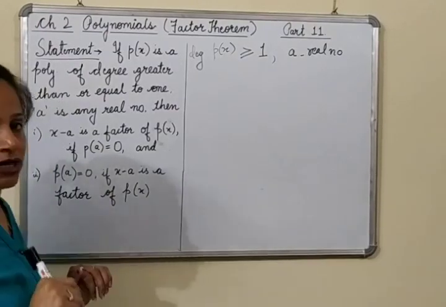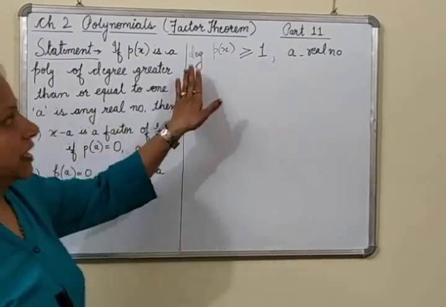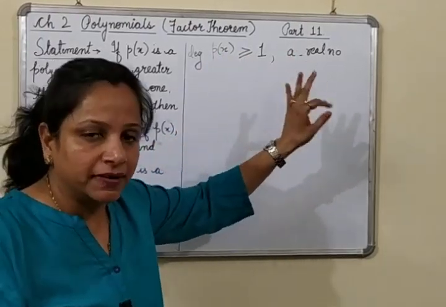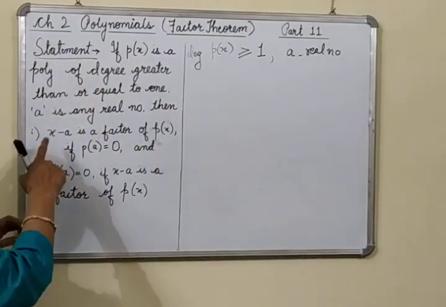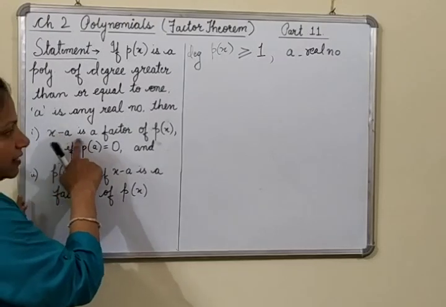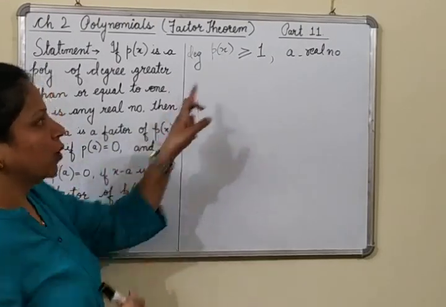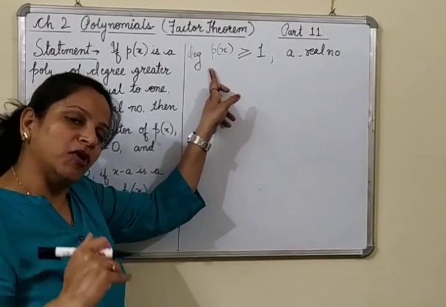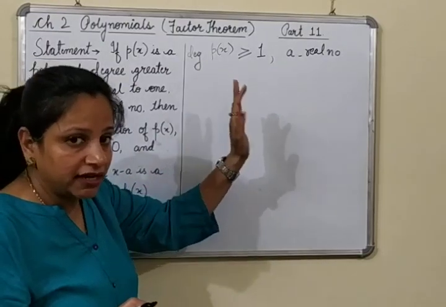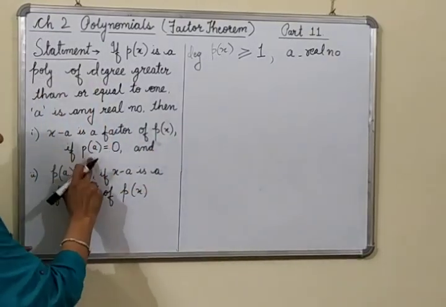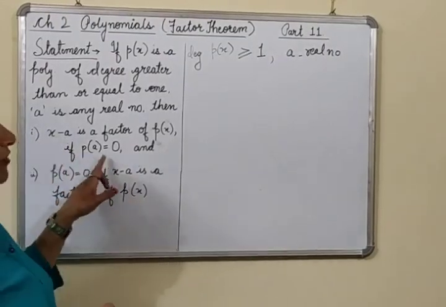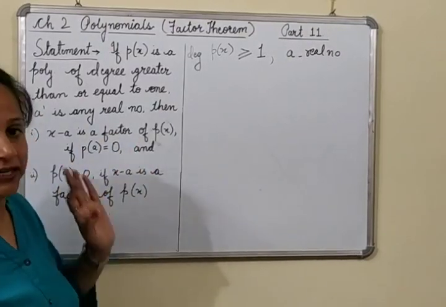Now what the factor theorem says is that if the degree of Px is greater than or equal to 1 and a is any real number, then what happens? X minus a, a linear polynomial, right? X minus a is a factor of Px. That means one polynomial is Px, and there is another polynomial that is a linear polynomial, which is a factor of Px if P of a is 0. This is the first condition. If P of a is 0, then x minus a is a factor of Px.